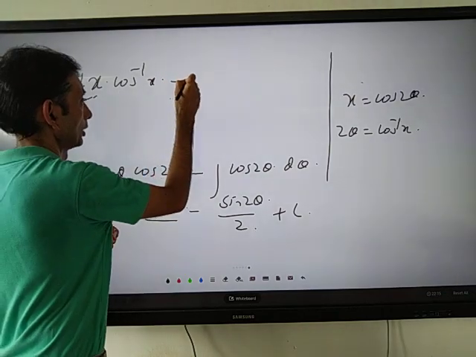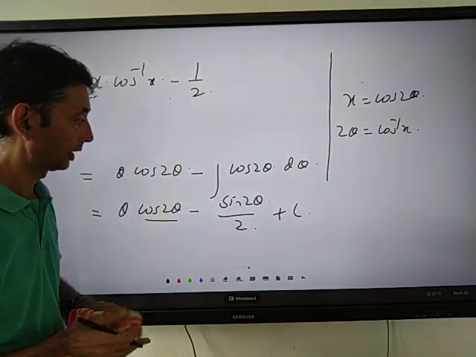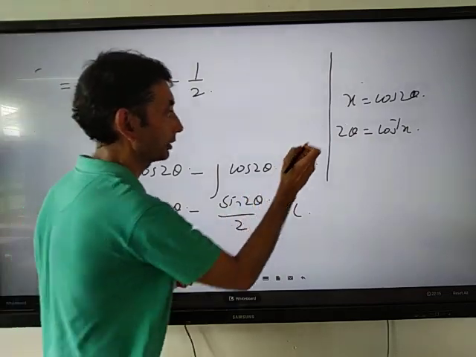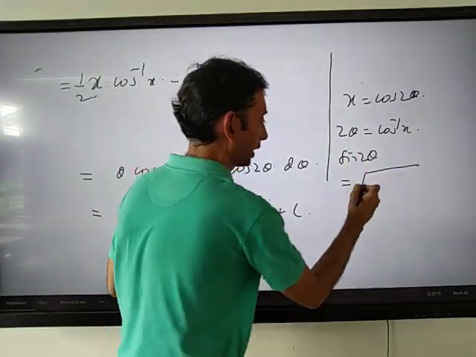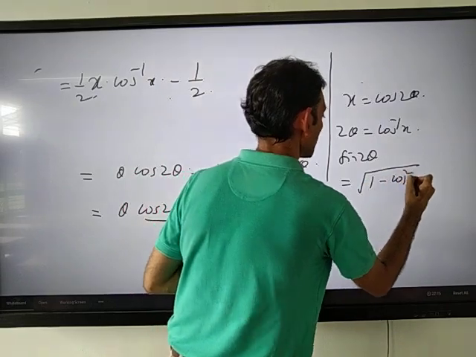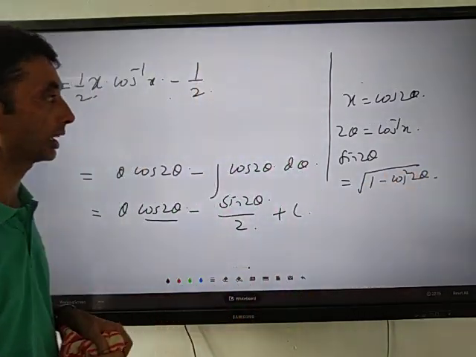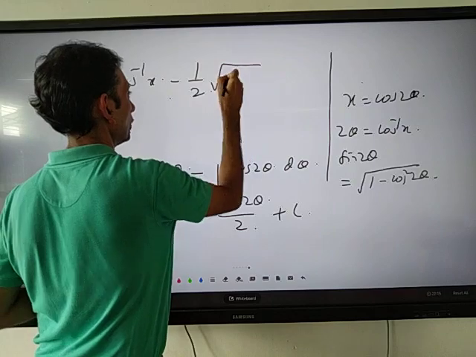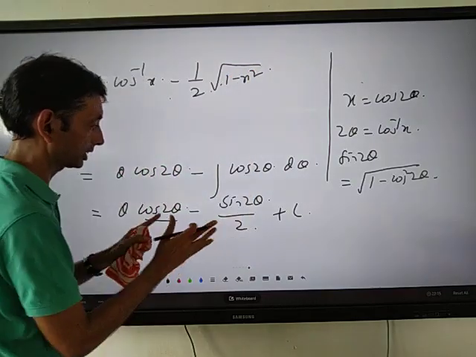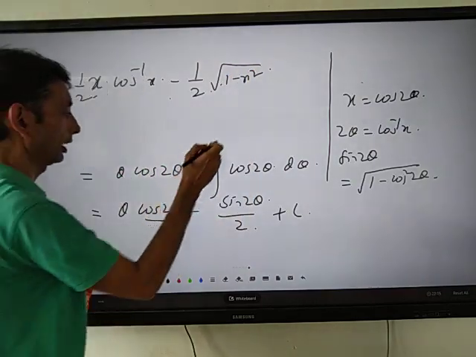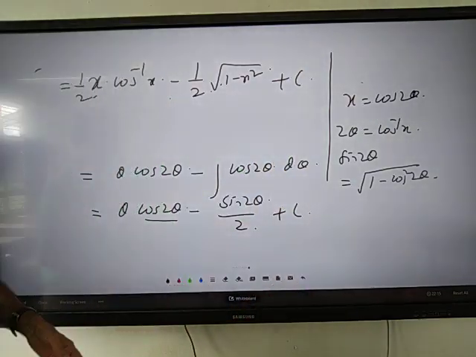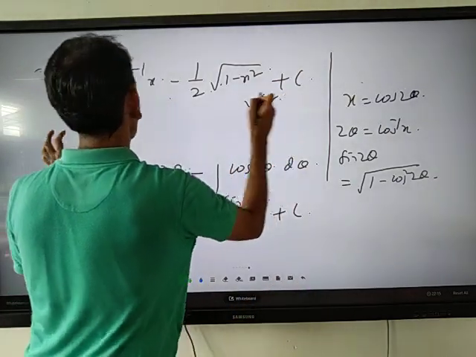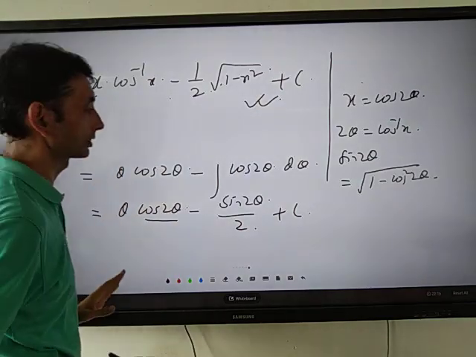It's minus half, and sine 2 theta you can write in the form of the square root of 1 minus cos squared 2 theta. So cos squared 2 theta is x squared. So it's half the square root of 1 minus x squared in place of sine 2 theta, plus c. And this is the answer for this question.